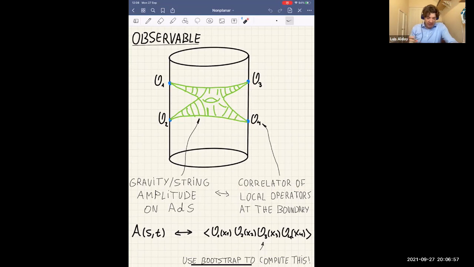And if we have, for instance, a 4-point amplitude, which is a function of two Mandelstam variables, that maps to a 4-point function correlator of the conformal field theory living in the boundary. And the idea then, once we have mapped this amplitude to this correlator, is to try to use bootstrap ideas and symmetries, integrability, whatever we have at our disposal to compute this object over there.